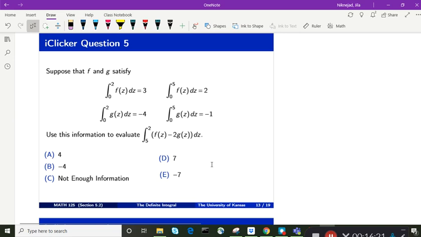Okay, question 5. Suppose that f and g satisfy these values: integral from 0 to 2 of f of z dz equal to 3, integral from 0 to 5 of f of z dz equal to 2, integral from 0 to 2 of g of z dz equal to -4, and integral from 0 to 5 of g of z dz equal to -1. Use this information to evaluate integral from 5 to 2 of f of z minus 2g of z dz.